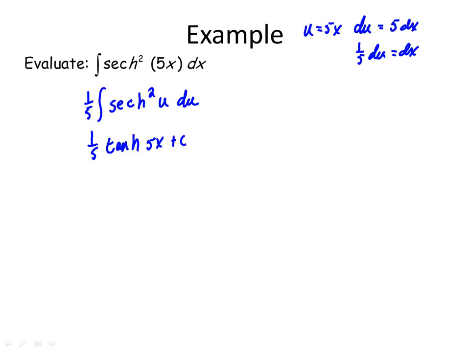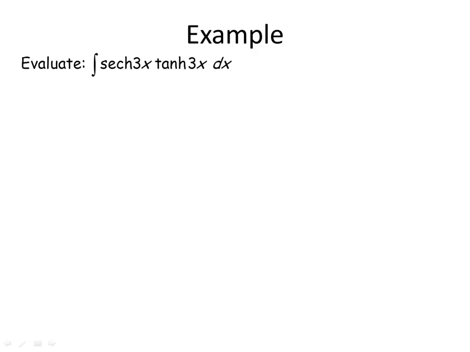Okay. Let's do one that looks like this. Now again, before you start panicking, I want you to compare this to your formulas page. Do you see one that says hyperbolic secant u, hyperbolic tangent u? So there's no need for panic. You have the antiderivative for this right here. All you need is a u substitution.